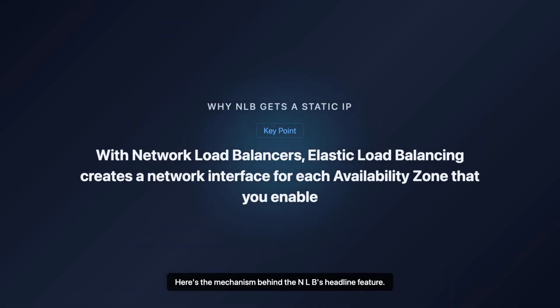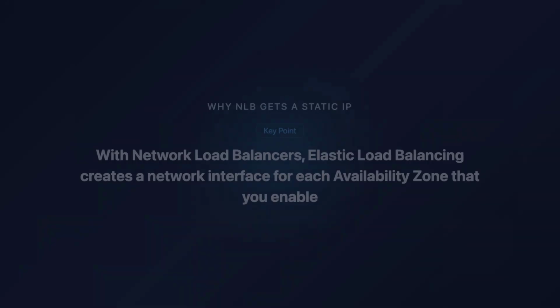Here's the mechanism behind the NLB's headline feature. According to Amazon Web Services, Elastic Load Balancing creates a network interface for each availability zone that you enable. That dedicated network interface, an ENI, is what gives the network load balancer a static IP address. And you can optionally attach an elastic IP to each one. So unlike the ALB, whose address floats, the NLB has a fixed post in each zone with a permanent address. That's precisely the fixed IP a firewall team can whitelist.